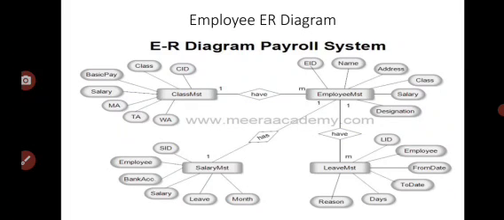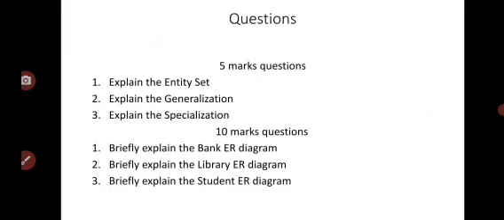And this is the example for the employee ER diagram. In the employee ER diagram we have the employee entity, leave entity, salary entity, and the class entity. Likewise we have the relationships such as have, as, have. And the type of relationship is also maintained by 1 to m, 1 to m, and 1 to 1. So this is how the employee ER diagram is established.